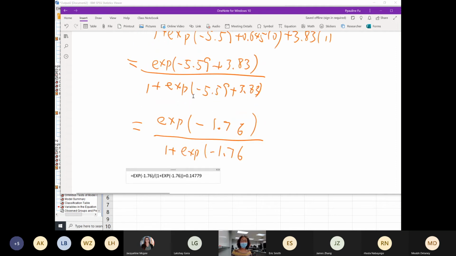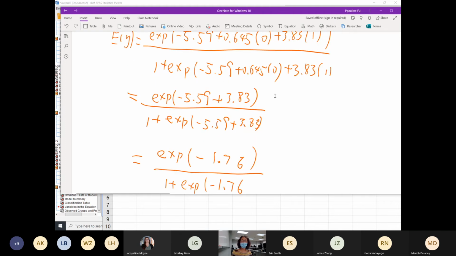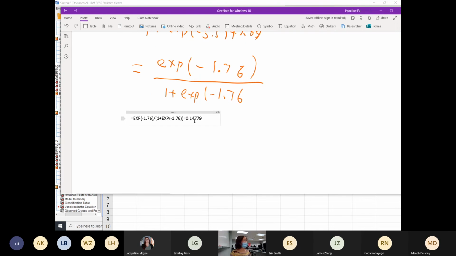The probability of this person, who is male and has no working experience, is 0.14. So would you like to classify this person as hired or non-hired based on this probability? Anyone? Non-hired, you don't hire this person. The probability is small. The cutoff is 0.5. If the probability is 0.5 or above, you hire this person. If the probability is smaller than 0.5, you do not hire this person.